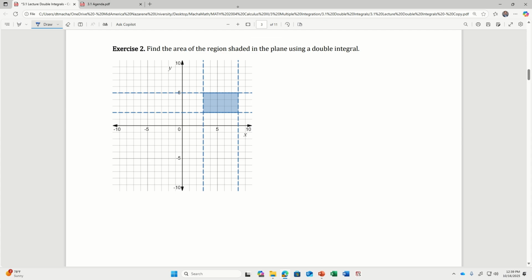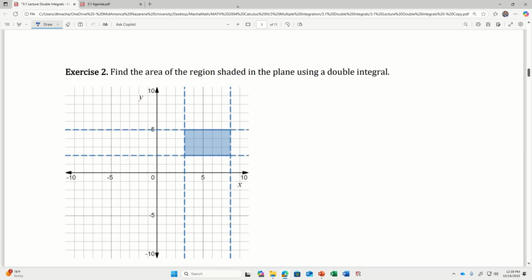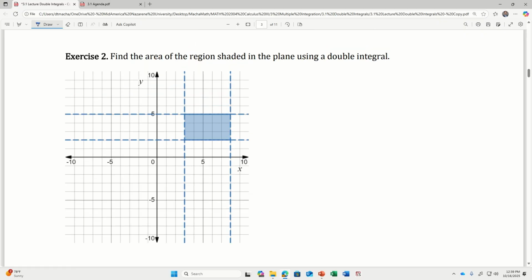This is kind of a silly question at first look, but I'll explain what we're doing. It says, find the area of the region shaded in the plane using a double integral. If you get this question wrong, I'm going to be really sad. I said, if you get this question wrong, I'm going to be really sad. It is 15. Very good. Now, what I would like you to do, and this is like overkill, right? I know.